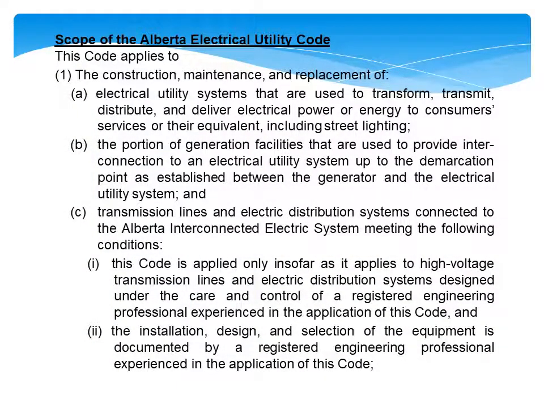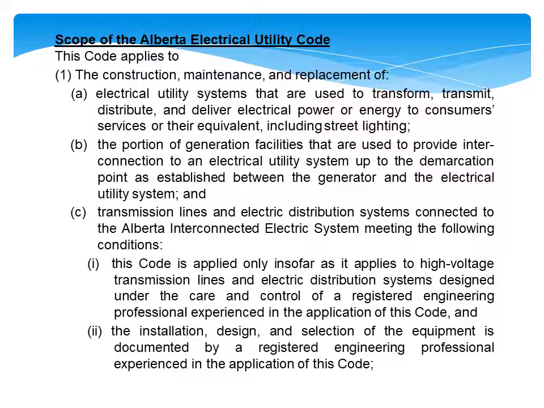The Alberta Electrical Utility Code applies to the construction, maintenance, and replacement of electrical utility systems that are used to transform, transmit, distribute, and deliver electricity to consumer services and street and roadway lighting. The code also applies to the interconnection between electrical power generation facilities and the electrical utility system, the demarcation of which is established between the generator and the electrical utility system.